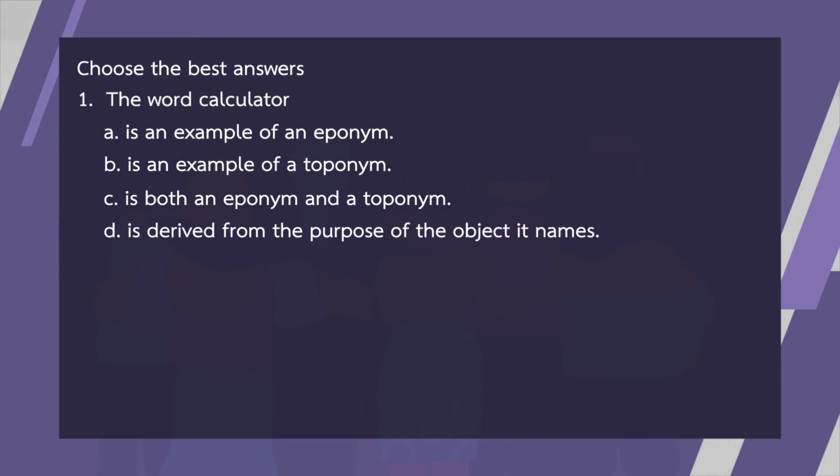calculate. Sometimes a word or name is eponymous. This means that it takes its name from the person who discovered or invented the object. The radioactive element, Einsteinium, is an example of an eponymous word, taking its name from the famous scientist Albert Einstein. Other words are toponymous.